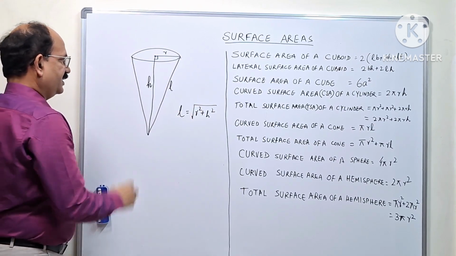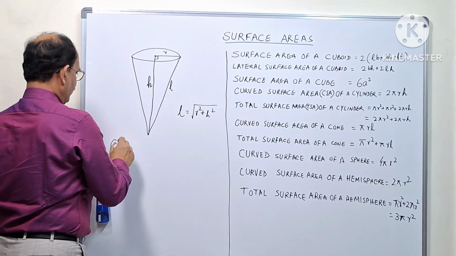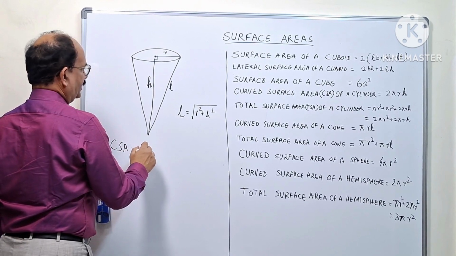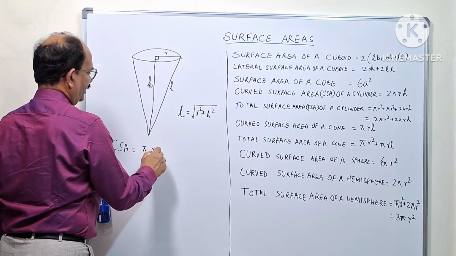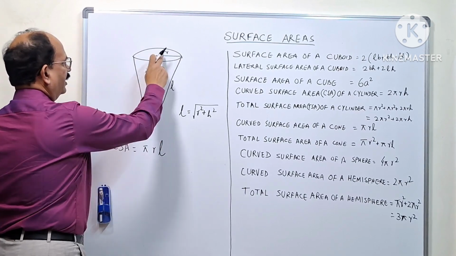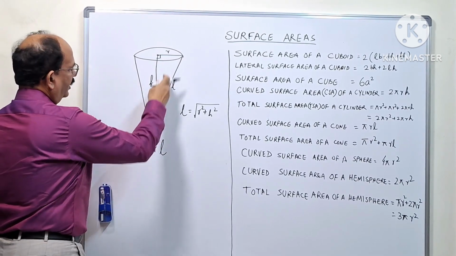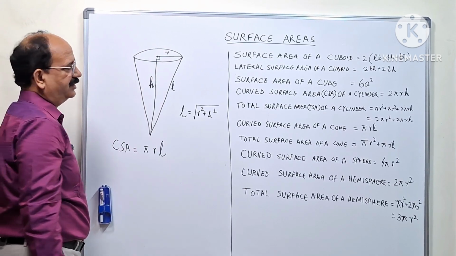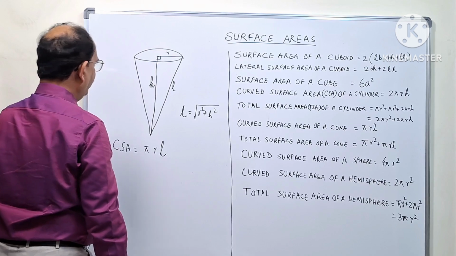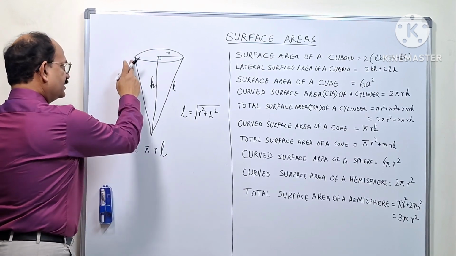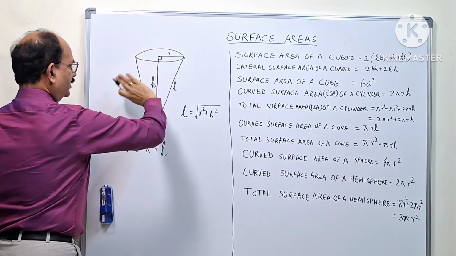The curved surface area of the cone is given as pi into r into L, where r is the radius of the cone and L is the slant height of the cone. Okay. Again, so this is the curved surface area, the curved part of the cone.